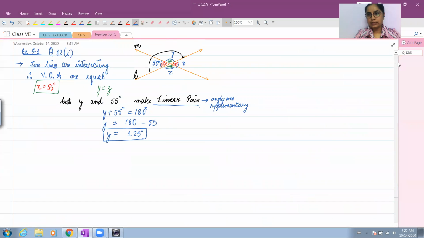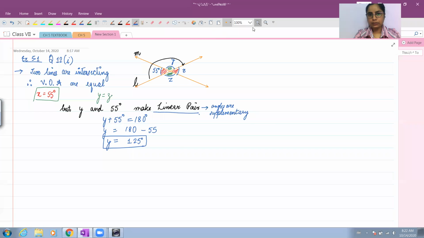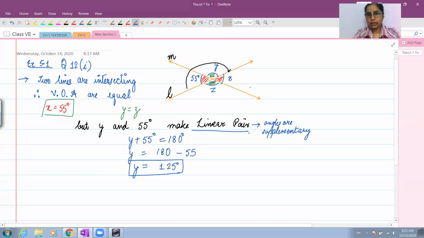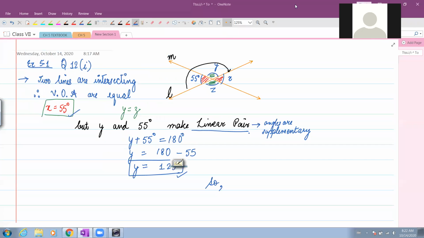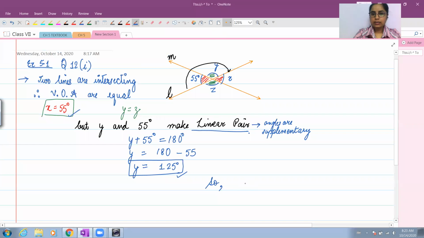I had two intersecting lines. Whenever I have two intersecting lines, the first thing that I can use is that vertically opposite angles will be equal. And whenever I have a line, there will be a pair of angles, they will be supplementary. Now I have the value of x and I have the value of y. What do you think will be the value of z? 125 degrees. That's right. Yes, Sahaj, you can do that way also. Z is also equal to 125 degrees because y and z are equal to each other.